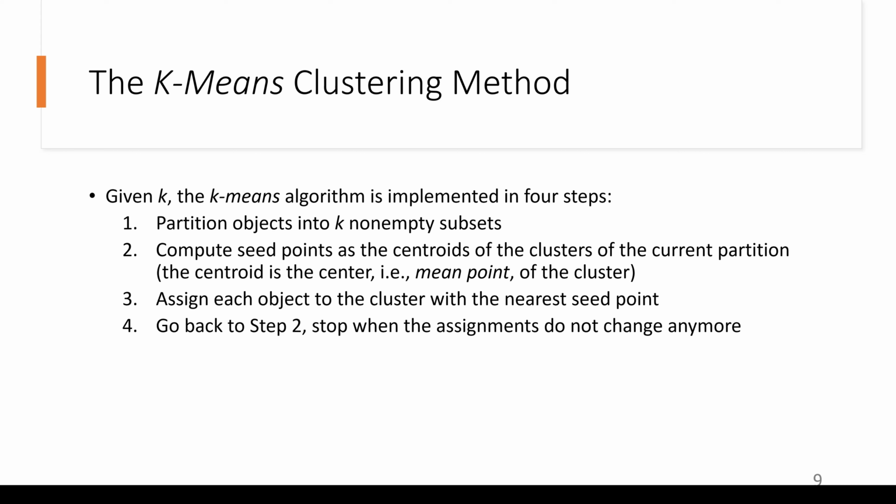First it will partition the objects into k non-empty subsets, and basically the k initial centroids are kind of randomly chosen. Then, based on the distance, it assigns each of the points to the closest initial centroid. After that, we have defined the cluster centroids, and we have assigned all the points to those cluster centroids.